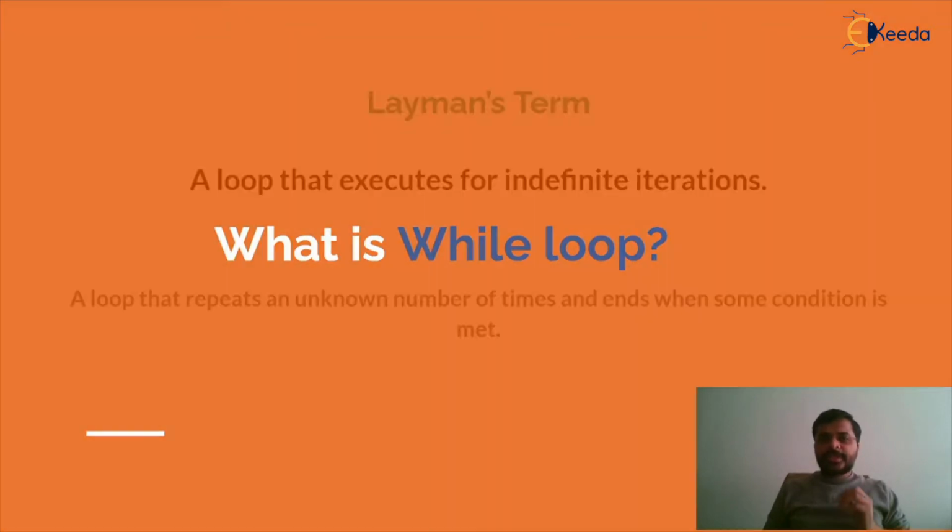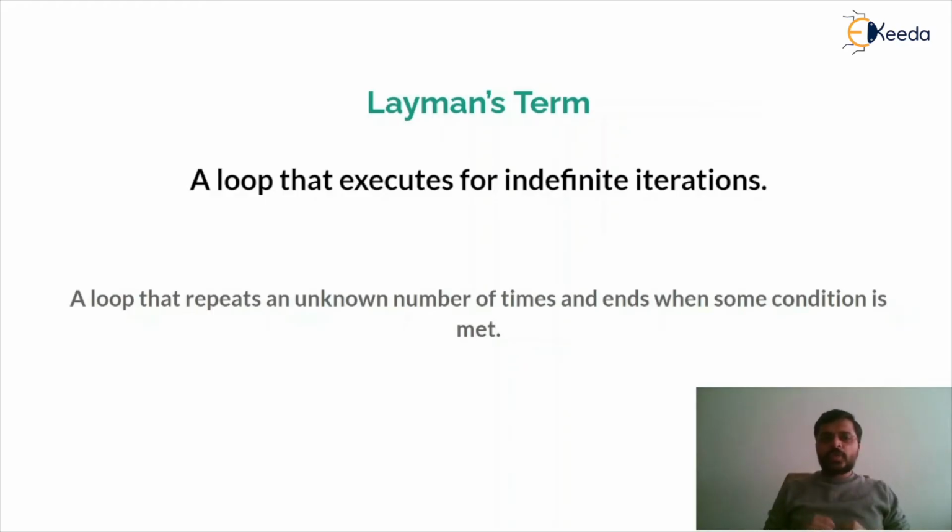While loop is a loop which executes for indefinite iterations. Now, what do I mean by that? It means it's a loop that repeats an unknown number of times and ends when some condition is met. So, this is what the while loop is.